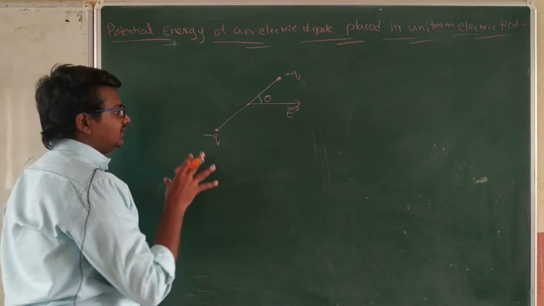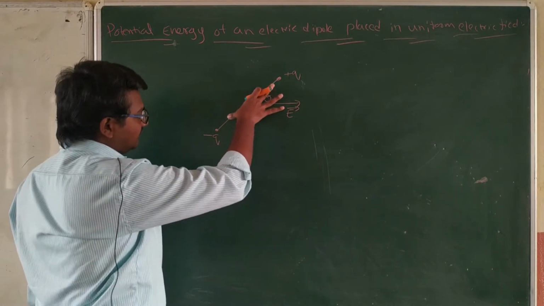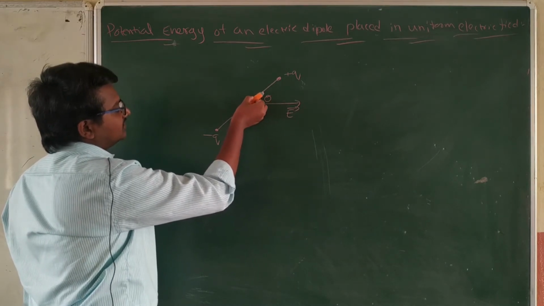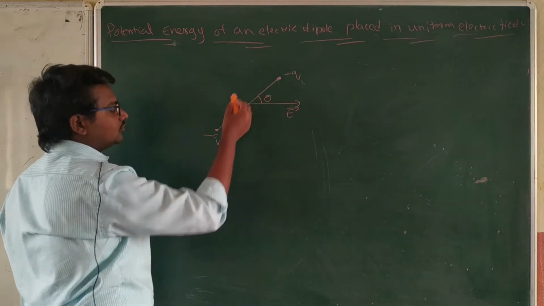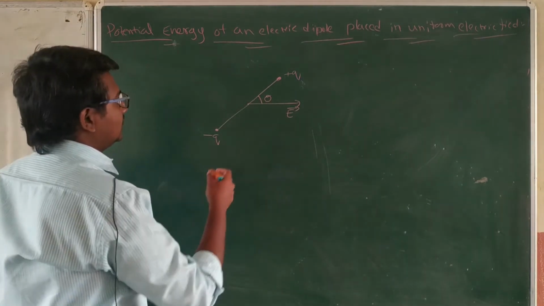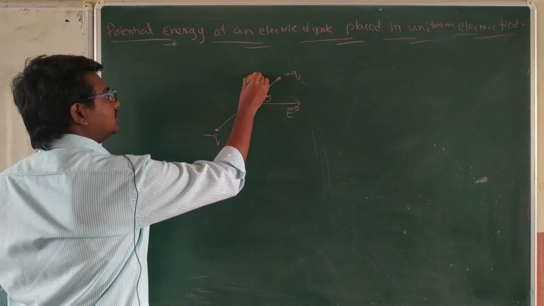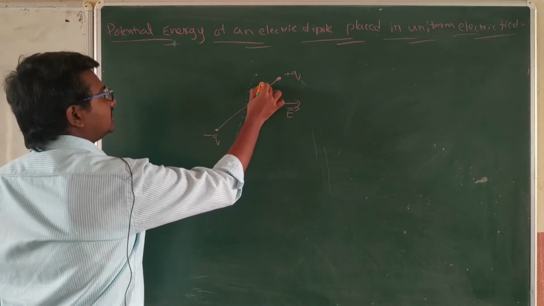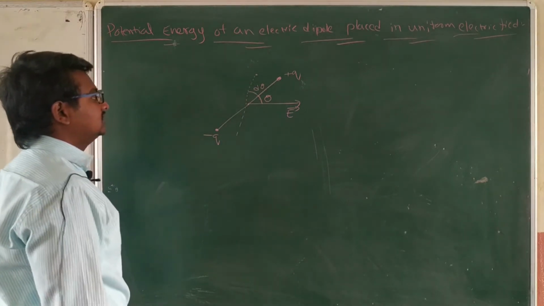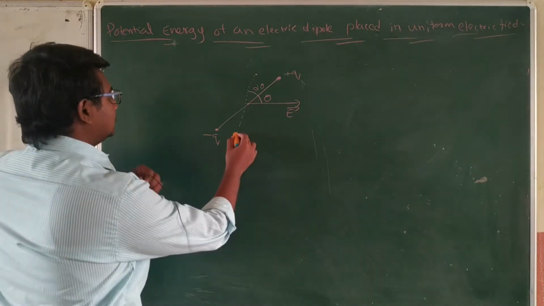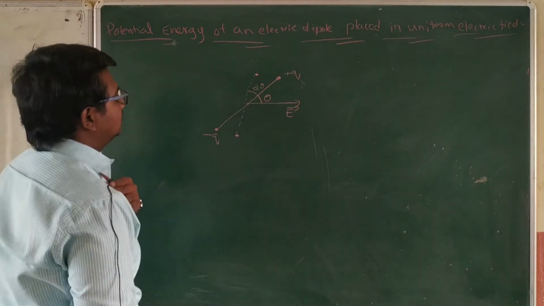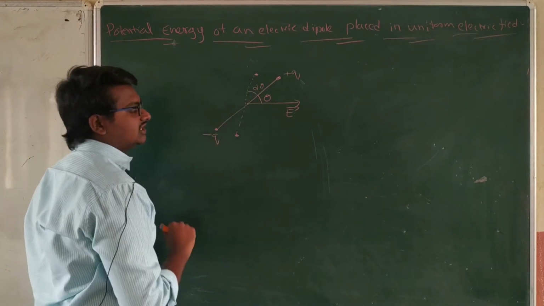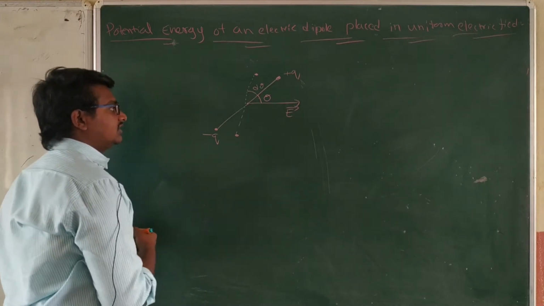Now we give some external force to this dipole and rotate it from theta to some other angle, so the theta value is increased by d theta. Now the total angle is theta plus d theta. For rotating this, we have done some external work W.